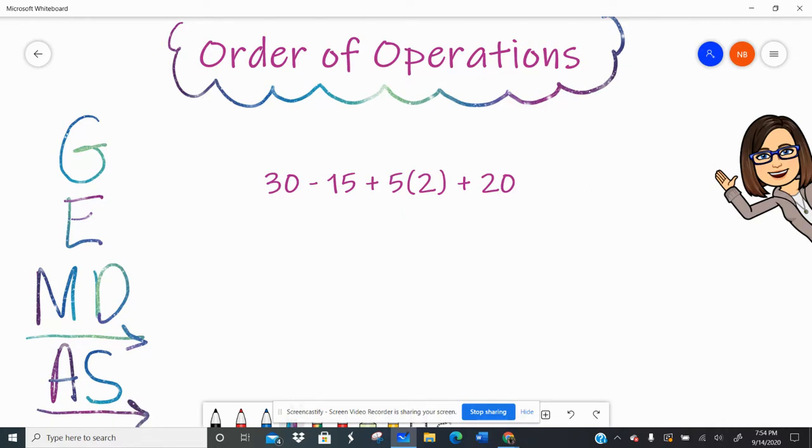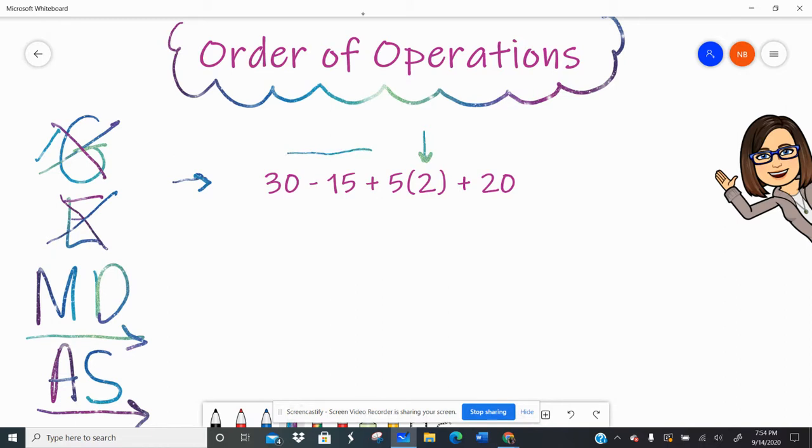So when you're looking at a new problem, let's look at this one here: 30 minus 15 plus 5(2) plus 20. I look first for a grouping symbol. Well, I have this parenthesis, but it's not grouping anything together. It's actually being used more as a multiplication. So I can cross off that I've done the grouping symbol. Then I look for an exponent. Nope, no exponent.